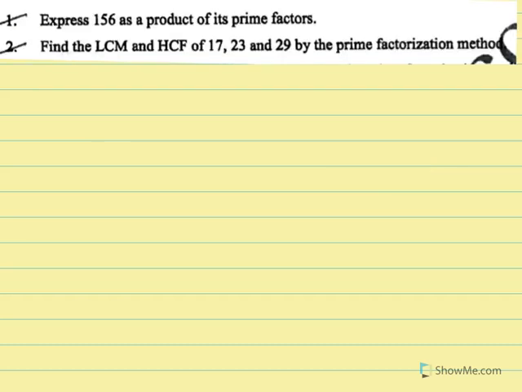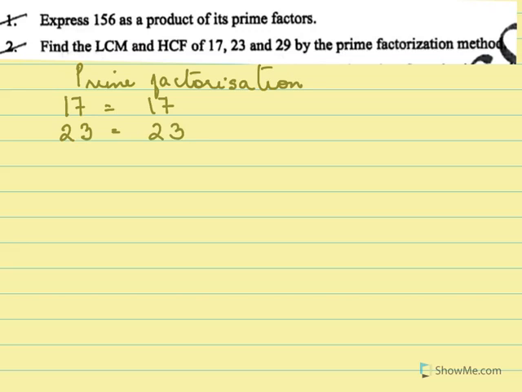Find the LCM and HCF of 17, 23 and 29. Prime factorization is the first step. So 17 is only 17 because there's no other factor. 23 will be just 23. You can put into 1. It's not a prime factor, we just write the factorization. And then we have 29 into 1.